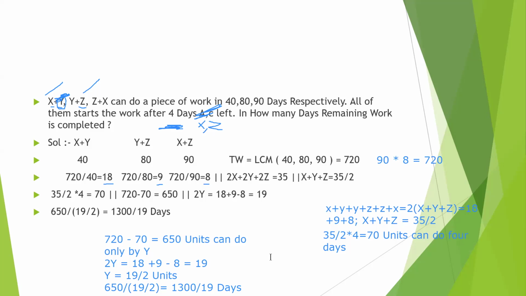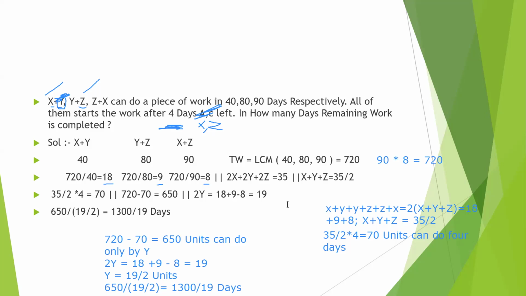Then, given that in 4 days all three persons can do, in one day three persons can do how many units of work? 35 by 2. Then in 4 days, the three persons can do how many units of work? 70 units in 4 days. So after 4 days, what will happen? Two persons are left, and the remaining work is to be done. Therefore, we have to remove these 4 days of work from the total work, then we get 650 units.